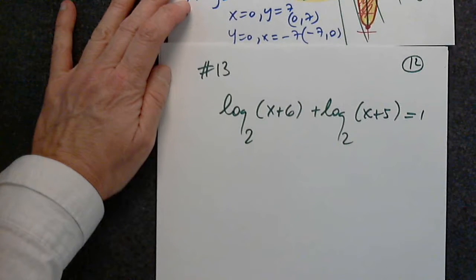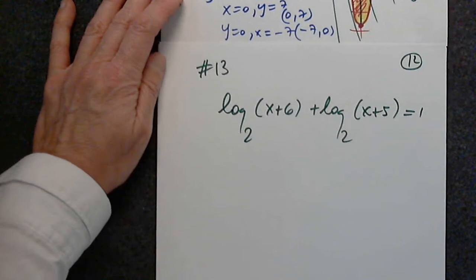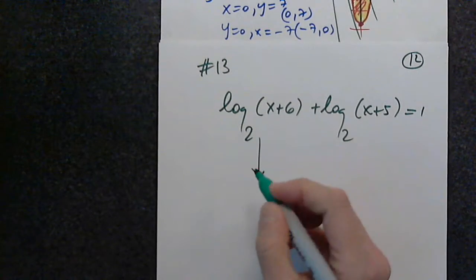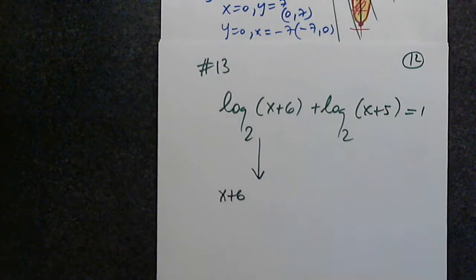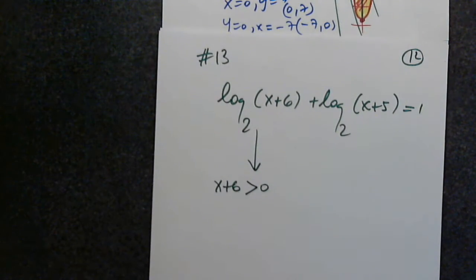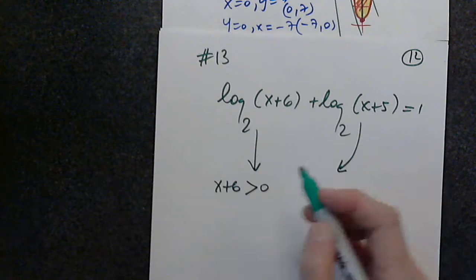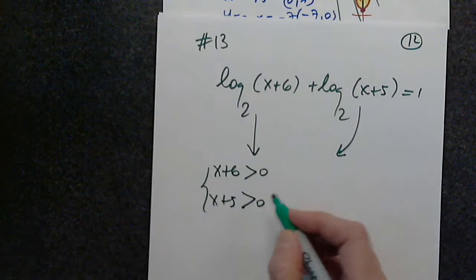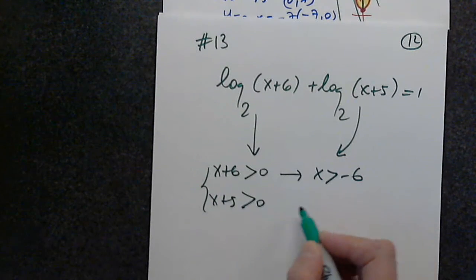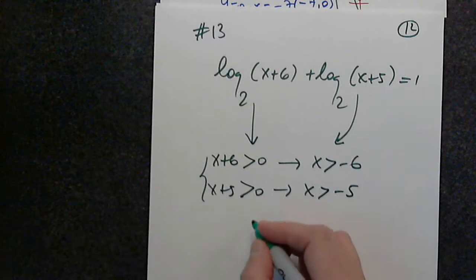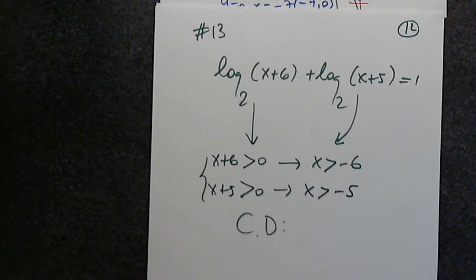Okay, we know that log is or is not a friendly function. It's not. So then I have to state the restrictions for this. X plus 6 must be greater than 0. X plus 5 must be greater than 0. This one is greater than negative 6, and this one is greater than negative 5. Which one is the common domain? So I know if the solution is not in the common domain, it's out.